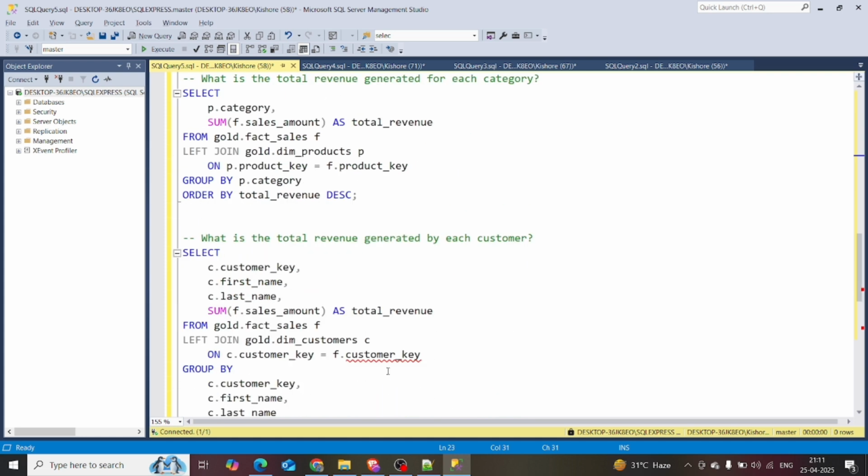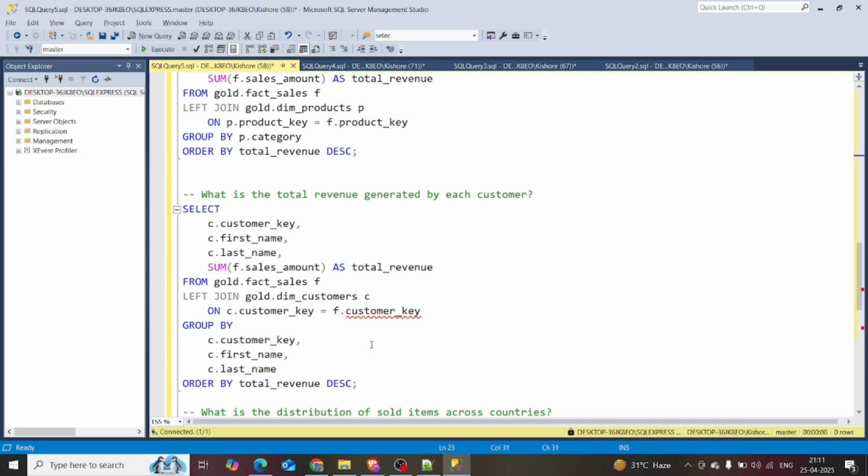So let's get into the sixth question in this session. What is the total revenue generated by each customer? And here also we are using the join. So slowly we are getting into the advanced level, right?